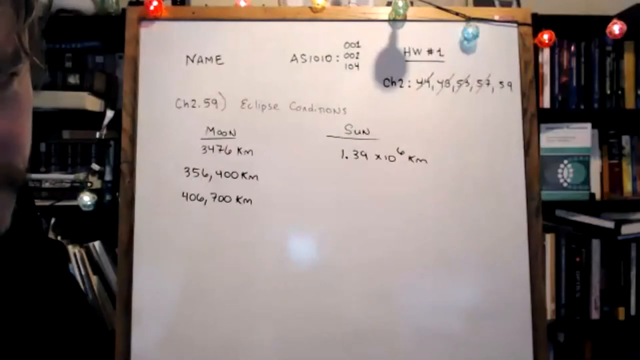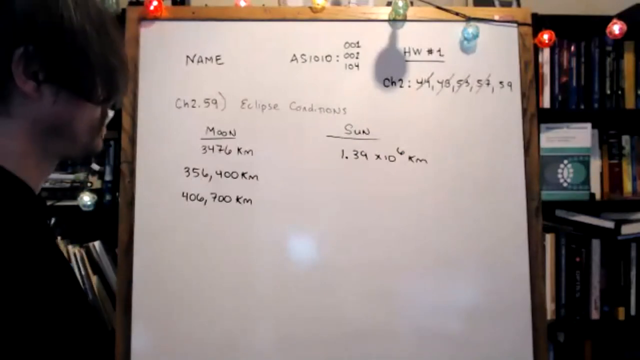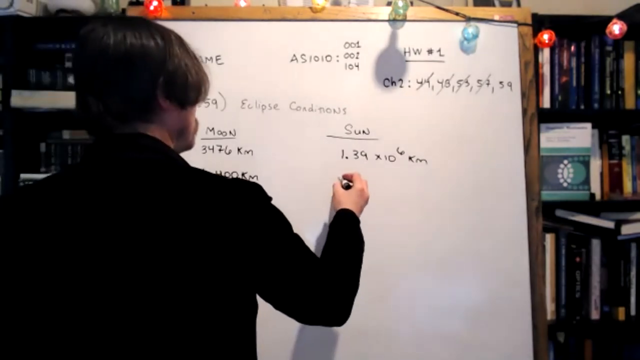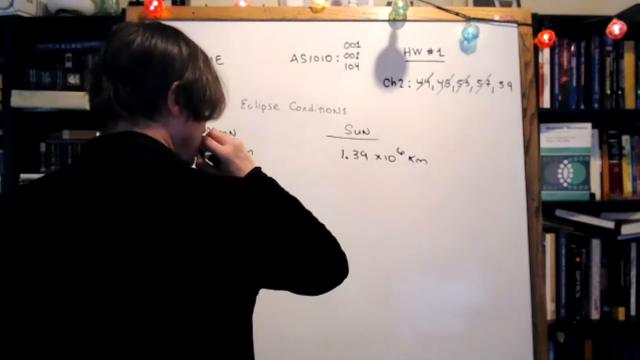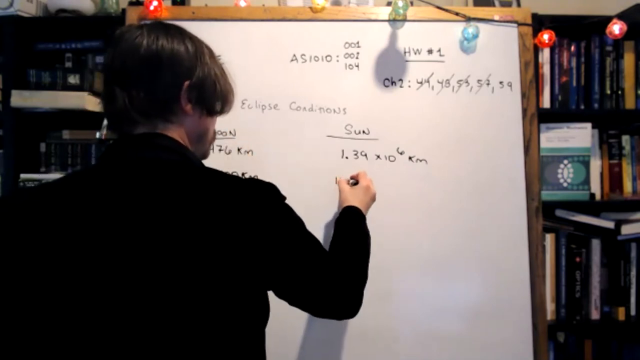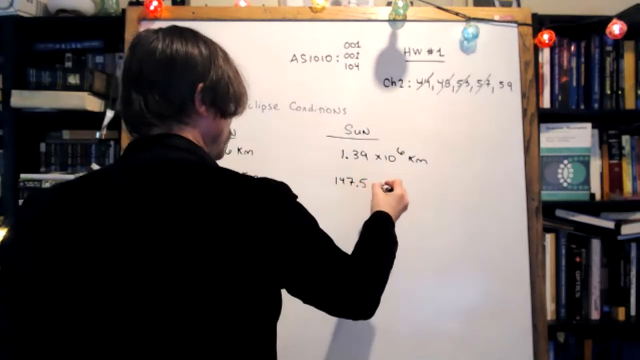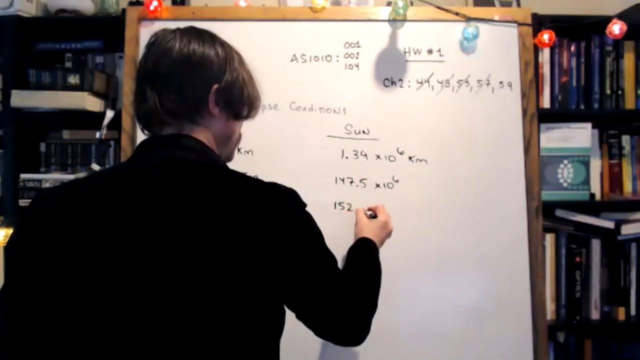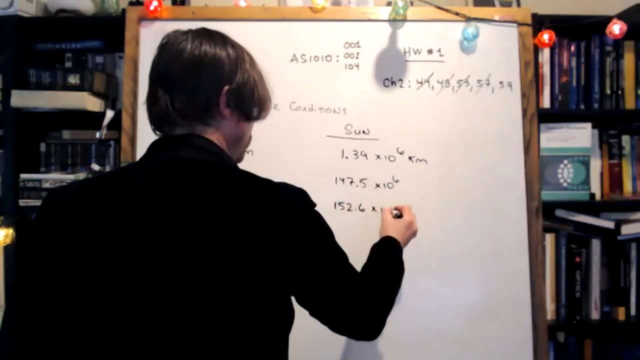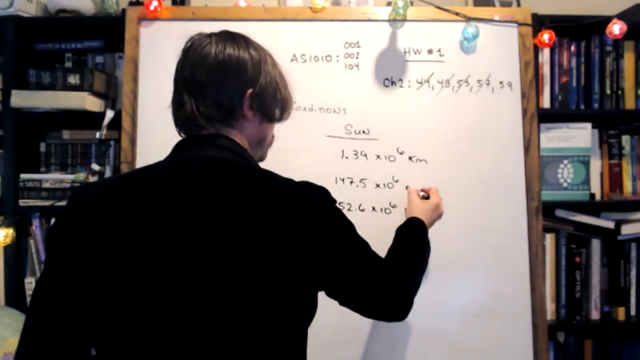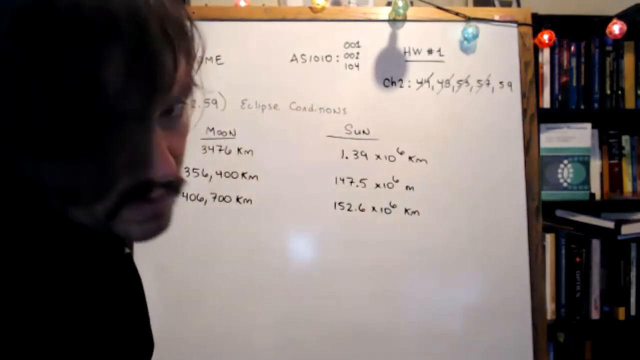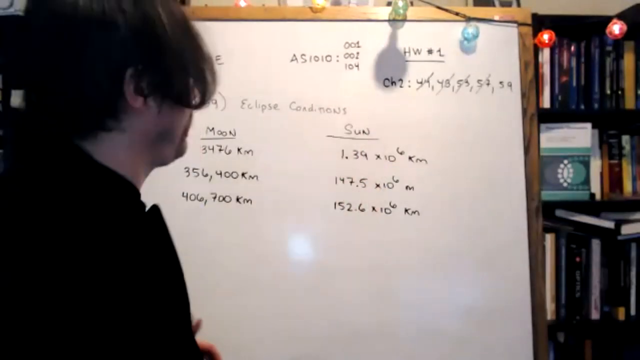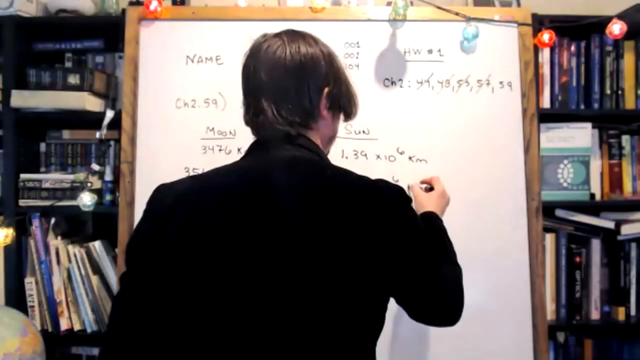Now give me the distances. The distances from Earth range between 147.5 and 152.6 million kilometers, so each one would be 147.5 times... and then wherever the word million appears, we just swap in 10 to the 6th, okay? That's how we do this. Yep, 10 to the 6th.